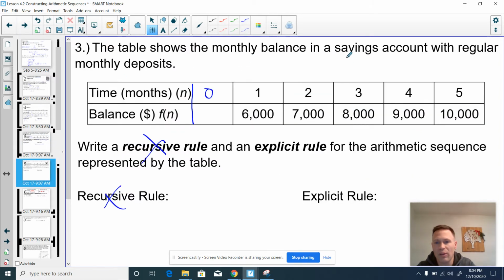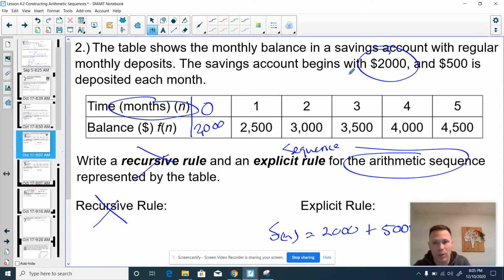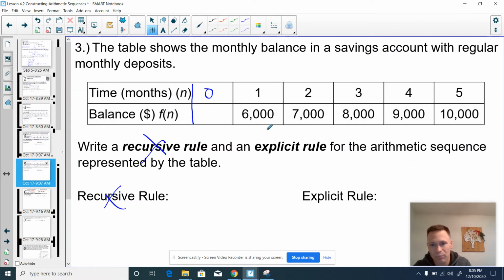All right, the table shows the monthly balance of a savings account with regular monthly deposits, okay? So now we're given a little bit less information, right? But we're given in the first month that we have $6,000 and then $7,000. So we're depositing, which means our values are going up. And so the thing that we have to figure out is what the common difference is, right? In that last problem, we were given 500, we were given the starting amount. In this one, we're not given any of that. So the first thing we want to figure out is the common difference, because I can't figure out that first term if I don't know how much to go back by, right? So what's the common difference?